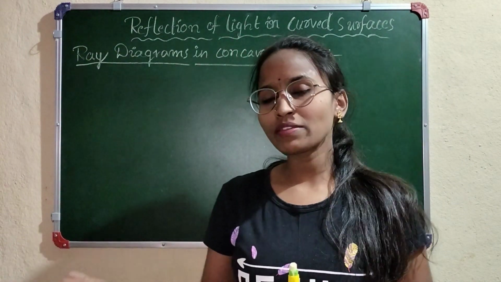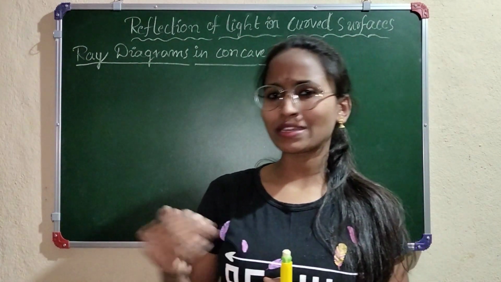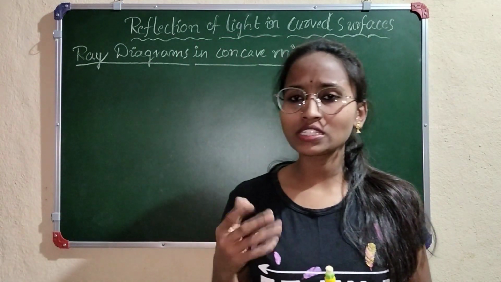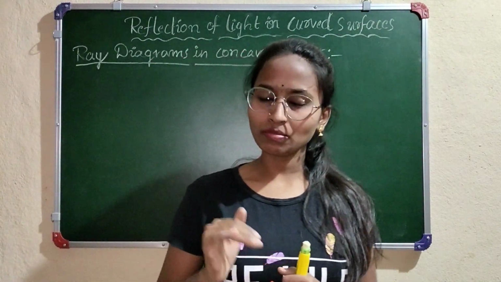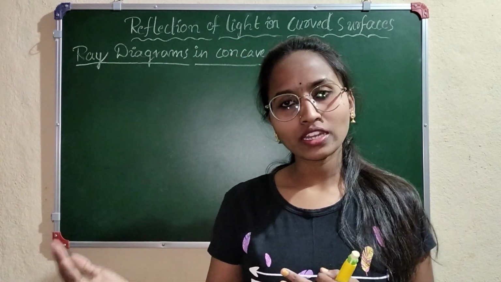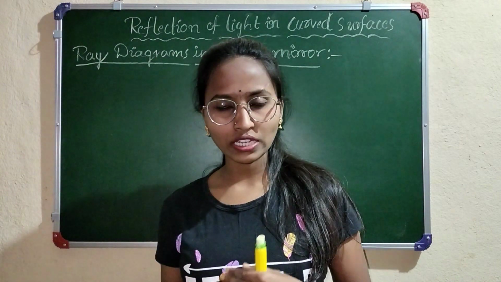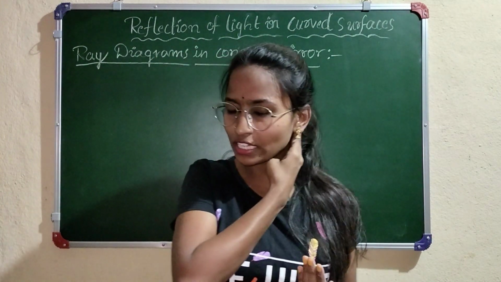Yes, so in the previous video I explained about the reflection of light: how light is reflected in a plane mirror, what the laws of reflection are, how an image is formed by a plane mirror, and what type of image is formed. And we have seen that there are two different types of spherical mirrors, concave and convex. I already explained which is converging and which is diverging.